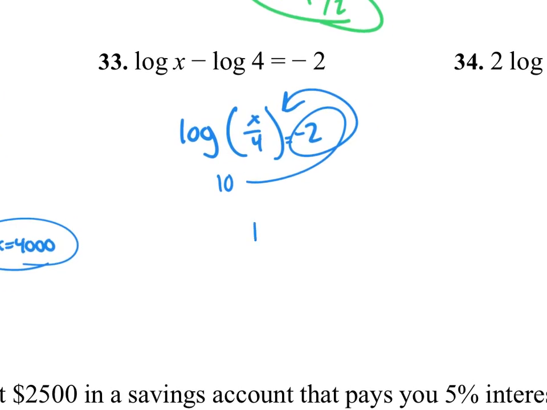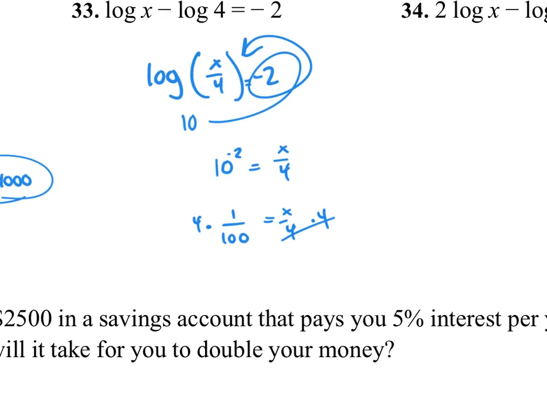So we'll get this here. We'll get 10 to the negative 2 power equal to x over 4. So that's 1 over 100. When I multiply both sides by 4 here, what we'll end up getting is 4 over 100, which would simplify to 1 over 25.